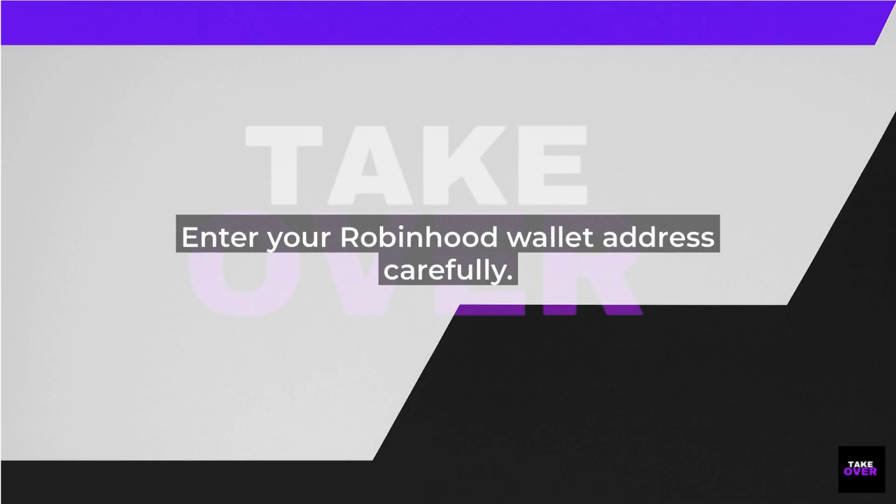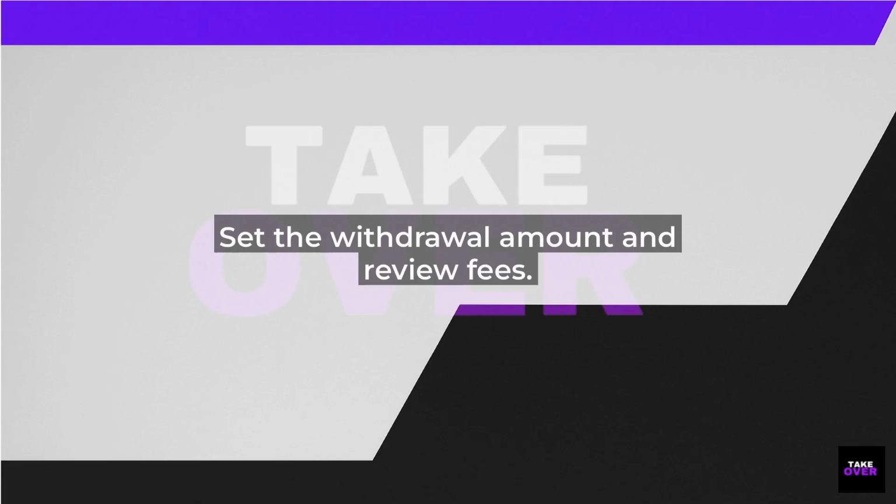Step 3. Now, you need your Robinhood wallet address. Open your Robinhood app, go to the crypto section, and copy the USDC wallet address. Paste it carefully into the withdrawal form on Binance. Enter the amount you want to withdraw, but remember to leave room for network fees, which can vary based on congestion.